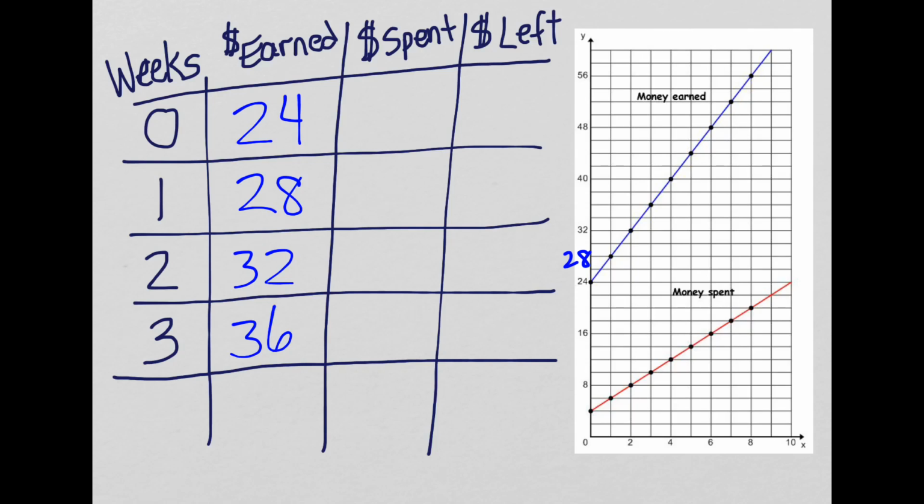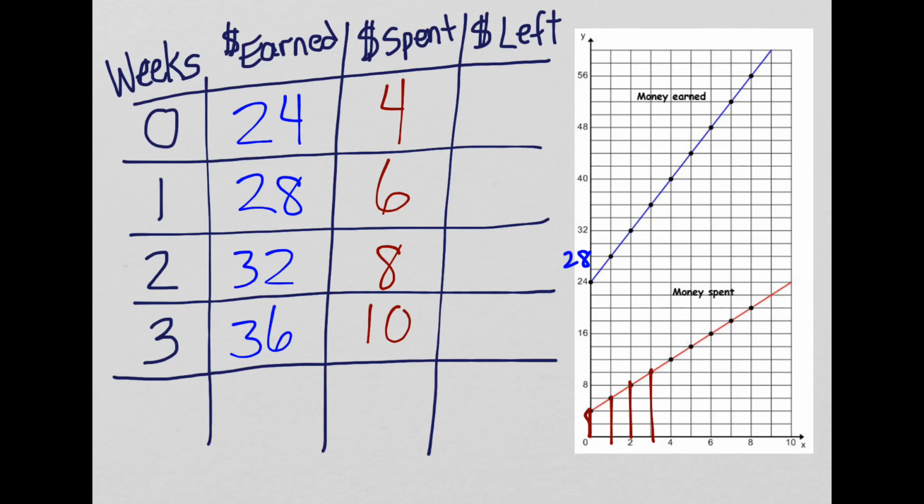Let's talk about how much money he spends every week. That's going to be in red. So in the beginning, he spent $4. That right there is 4 high. And then in week 1, he spent $6. In week 2, he spent $8. In week 3, he spent $10. So it looks like he's spending $2 more every week.